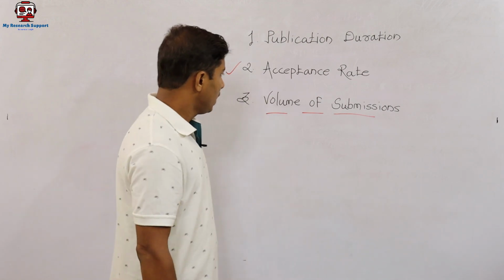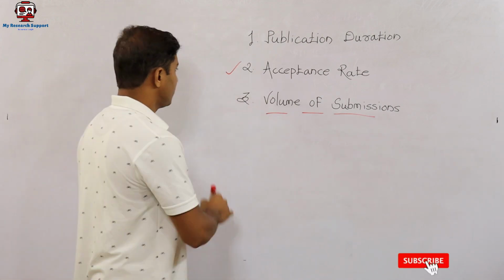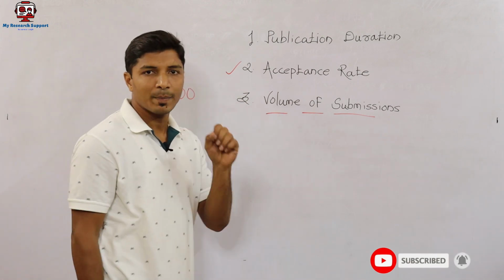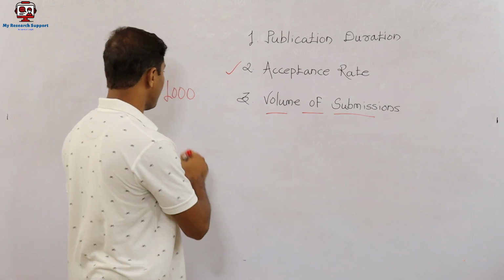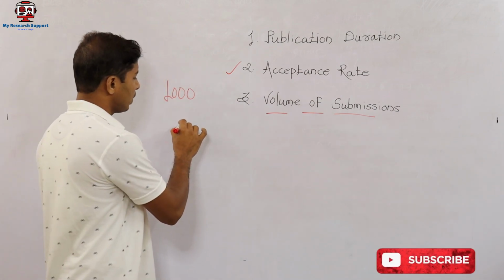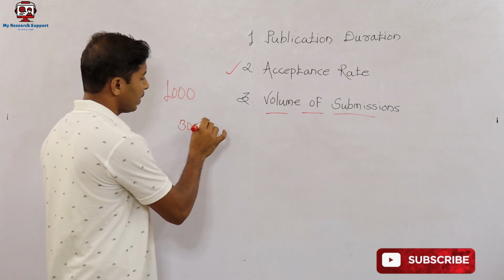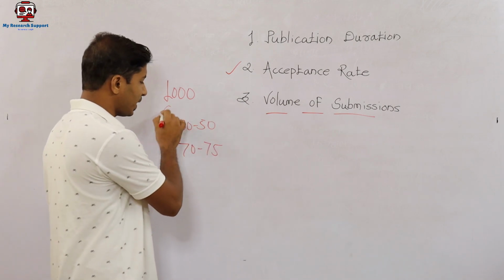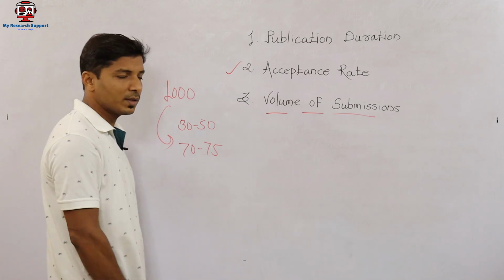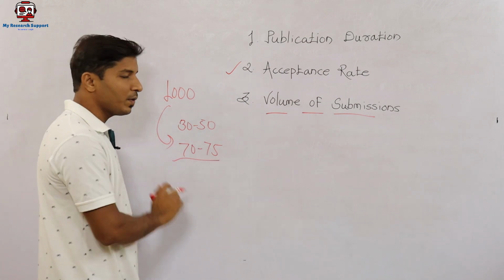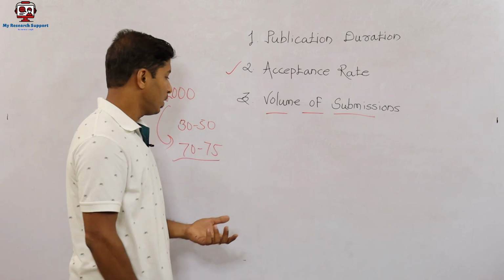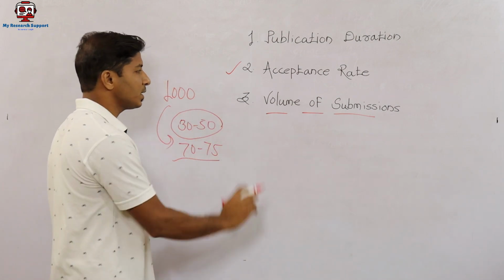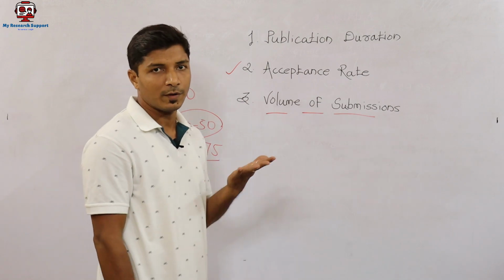For example, in an old journal maybe 1000 research papers are submitted every year, and they may publish around 30 to 50 research articles. These are tentative figures. Around 70 to 75 research articles will be sent to the revision stage, and out of that 30 to 50 research articles will be published every year.